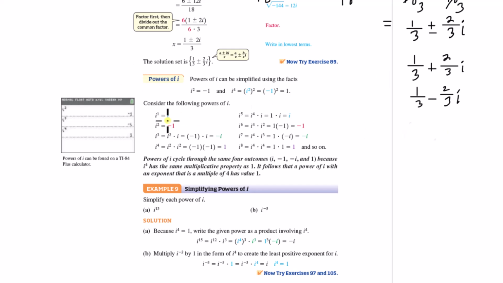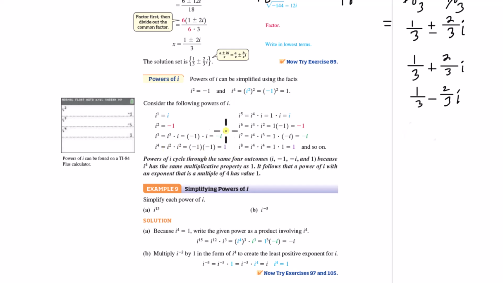Well, okay, what they do is they note that there's a pattern here. So i to the 1st is i, i squared is -1, okay? i cubed is i squared times i, that's -i. And then i to the 4th is i squared times i squared, so -1 times -1 is 1, okay? Now, i to the 5th is what? i to the 4th times i, so just 1 times i is i. So what you can see is that the pattern is going to start repeating.